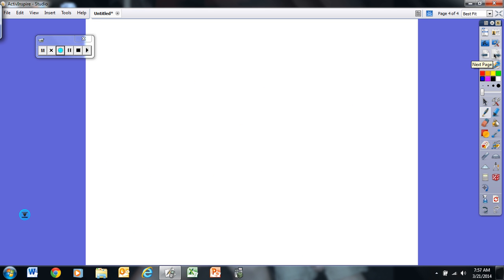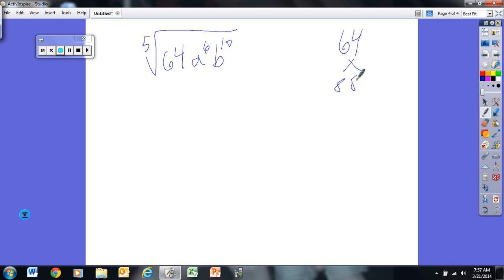We also have to know how to do like a 5th root. A 5th root of 64, a to the 6th, b to the 10th. So for this one, we're still going to do the prime factorization, and I know that 8 is 2 times 2 times 2, 2 times 2 times 2. So I have 6 2's.